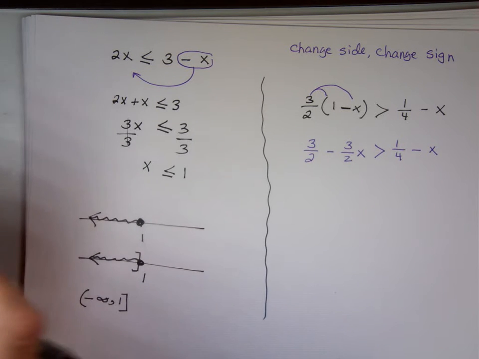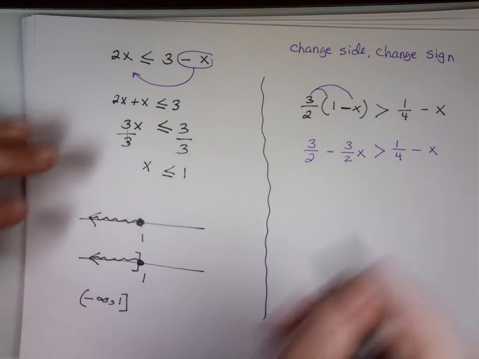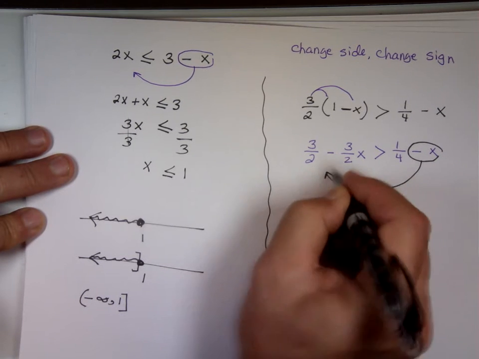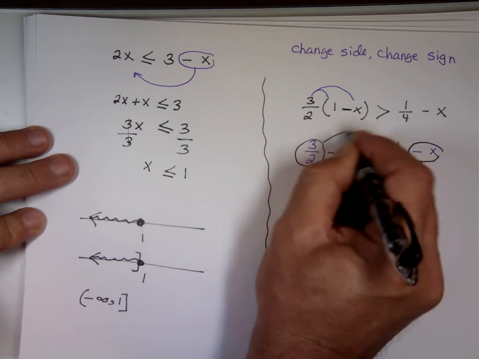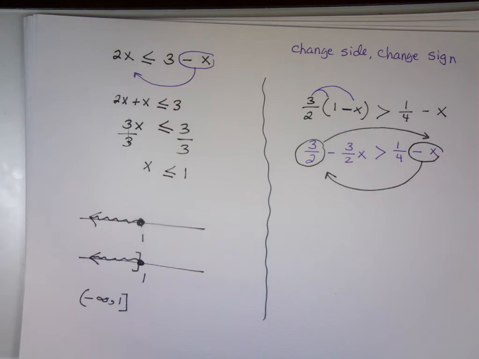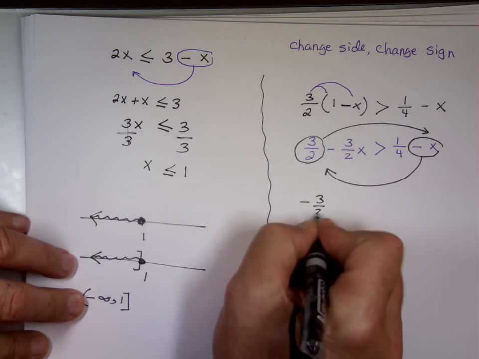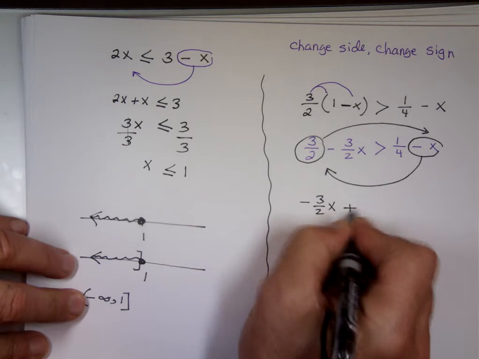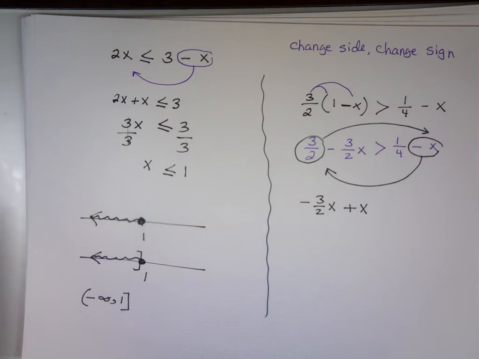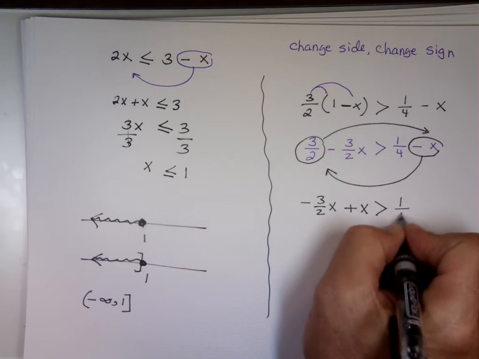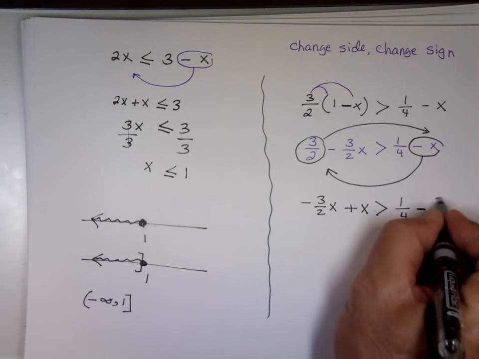I want all the x's on one side, all the numbers on the opposite side. So let me bring this one to this side, and let me take this one to that side. That's why I like change side, change sign. I can do both in one step. If I do that, I'll have negative 3 over 2x plus x greater than what? 1/4 minus 3 over 2.